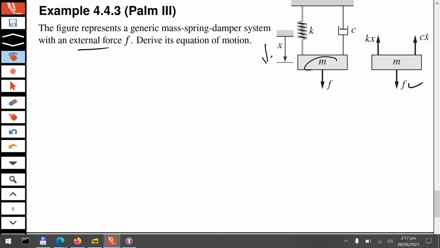So if you take this as your rigid body, the external force F comes in, and of course when you want to stretch this spring downwards, Kx is the restoring force, and when you want to move the cylinder downward relative to the piston, the damping force is opposite the relative velocity. The relative velocity here is x dot. So x dot times c will be the damping force.